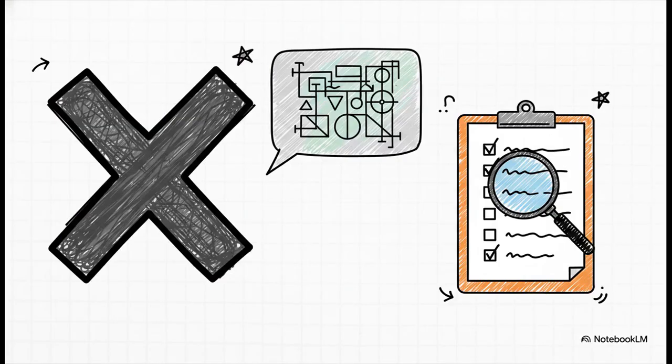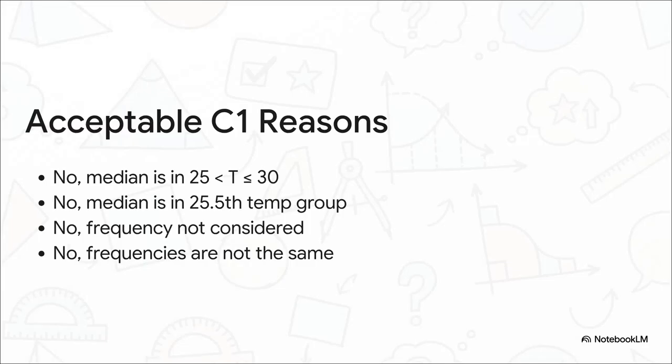Part B, communication is key. Now, this section steps away from pure number crunching and asks us to actually evaluate a statement, which builds straight into the communication mark, or C1. This is exactly where students tend to trip up. So to earn this specific mark, your answer absolutely must state no alongside one of these exact acceptable reasons.